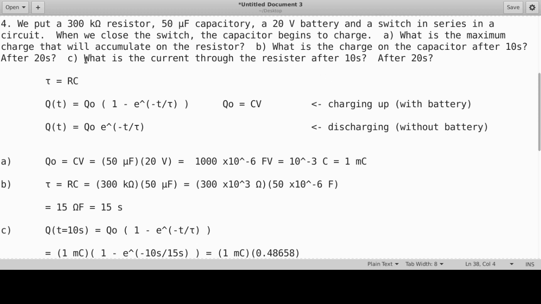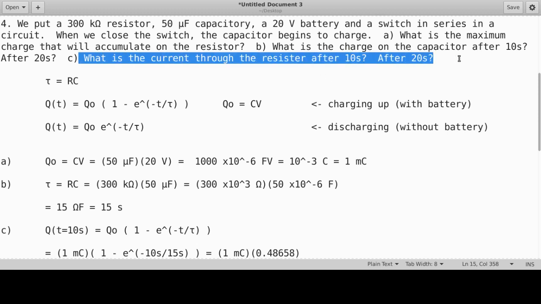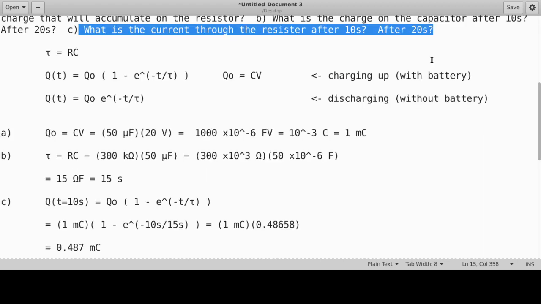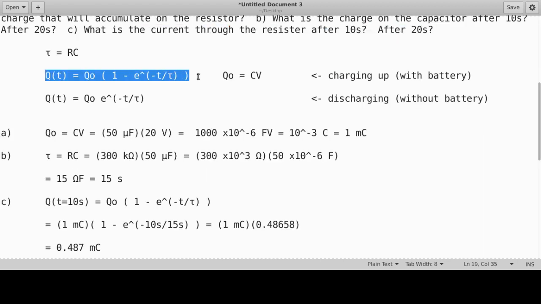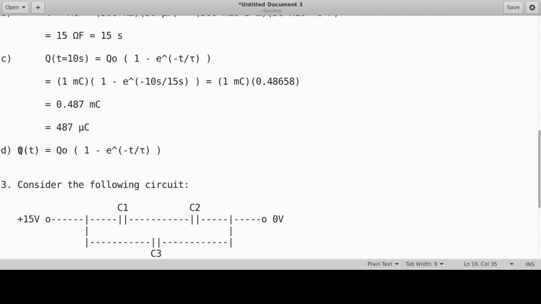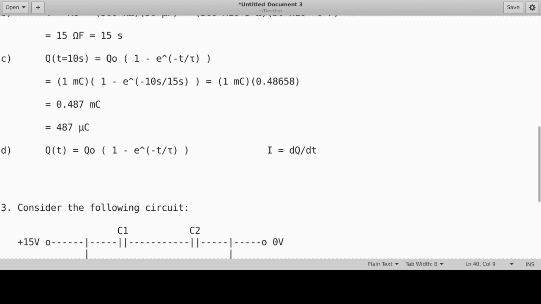So let's read it. What is the current through the resistor after 10 seconds? And you go, geez, how do I get that? Because if you take a look at this equation here, there's nothing about current in there, is there? Okay. But current is equal to what? It's equal to dq by dt. It's the derivative of that. Now, if you differentiate this, okay, so let's do that.